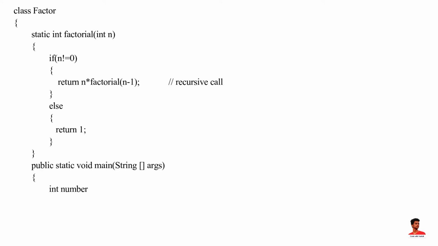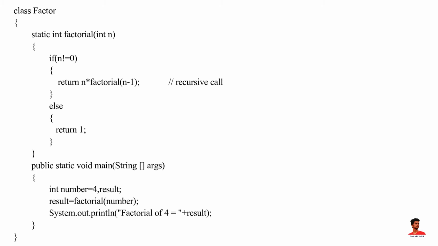In this example, we have a method named factorial. The factorial is called from the main method with the number variable passed as an argument. Here, notice the statement. The factorial method is calling itself. Initially, the value of n is 4 inside factorial. During the next recursive call, 3 is passed to the factorial method.